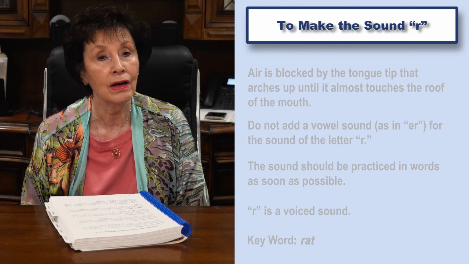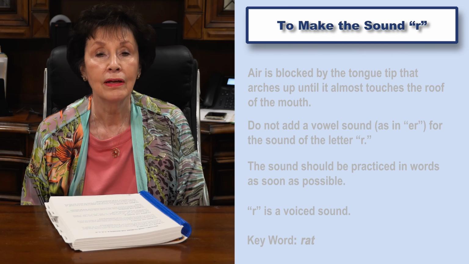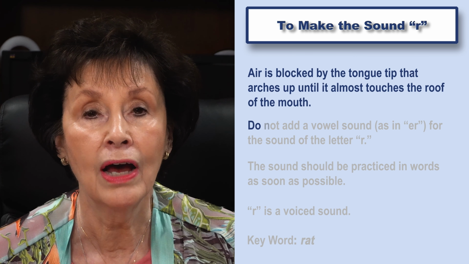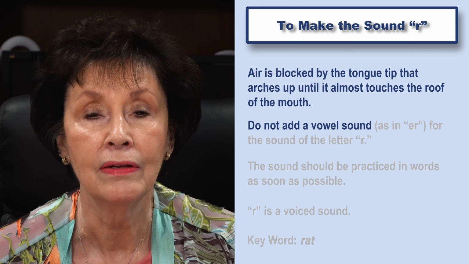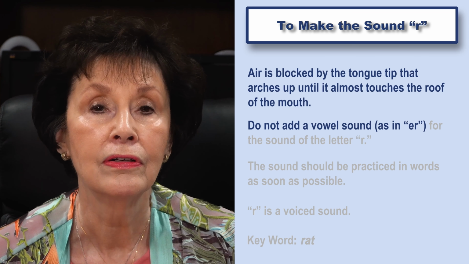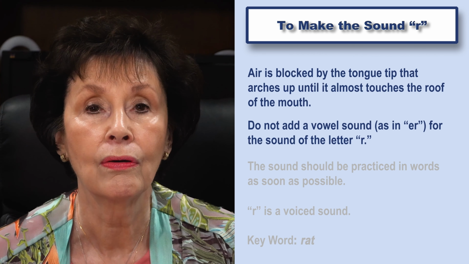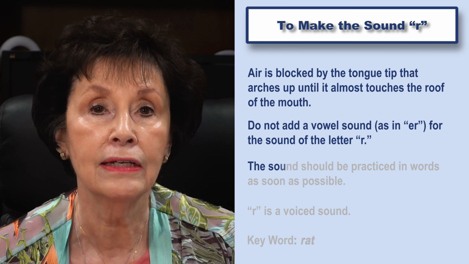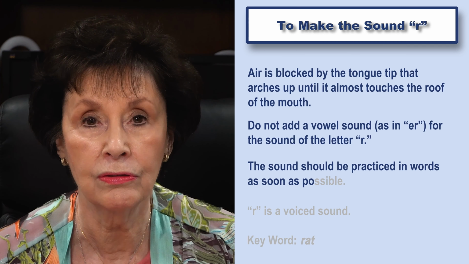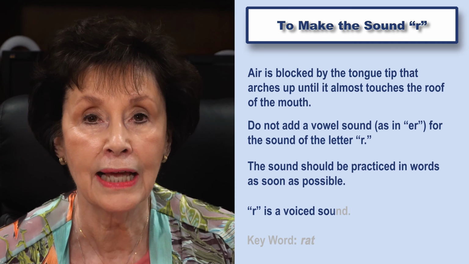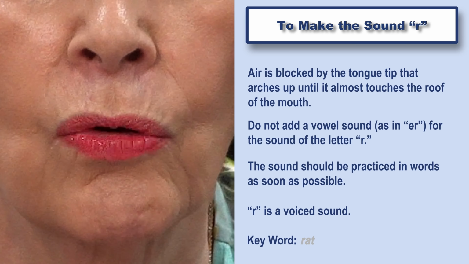To make the sound of the letter R, air is blocked by the tongue tip that arches up until it almost touches the roof of the mouth. Do not add a vowel sound for the sound of the letter R. The sound should be practiced in words as soon as possible. R is a voiced sound. The key word is rat.